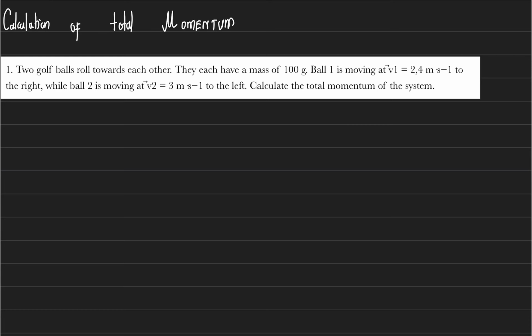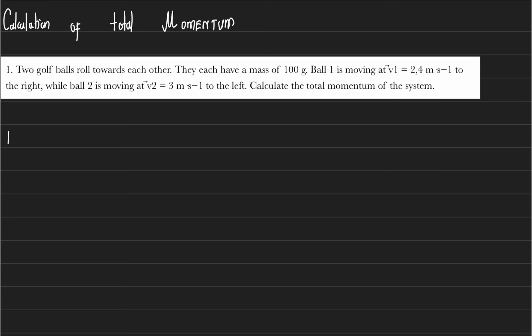So in this video, basically what we're going to be doing is calculations of total momentum. So we have a statement given. It says that two golf balls roll towards each other. So the first thing that you need to do is to outline the information that you are actually given.